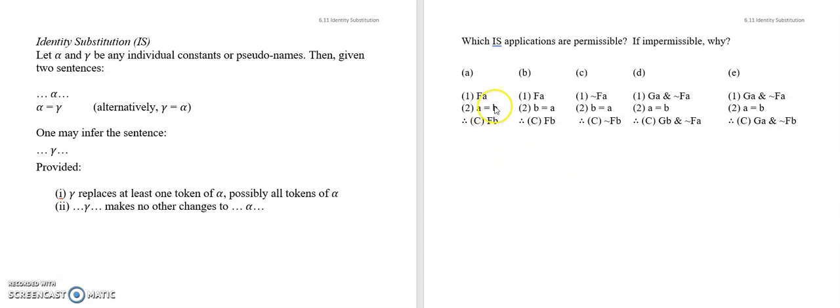So pause now, go through these, see if you can figure out whether identity substitution allows these inferences, and then we'll come back and do them together.